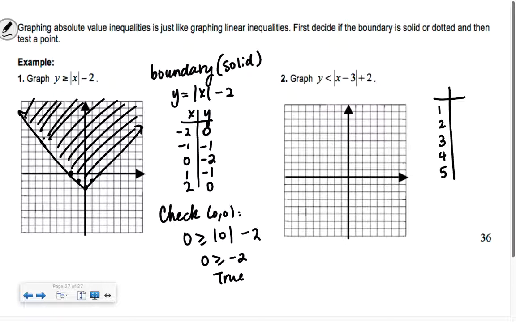Because let's say we try -3. When you plug in -3, you get -3 minus 3, right? -6. So the absolute value would be 6, plus 2. You're up really high, right? We want to be kind of close to the axis. You could do that, but.